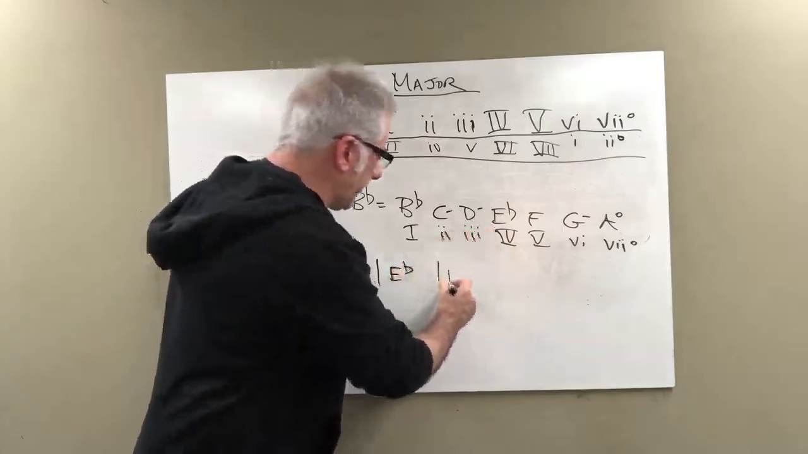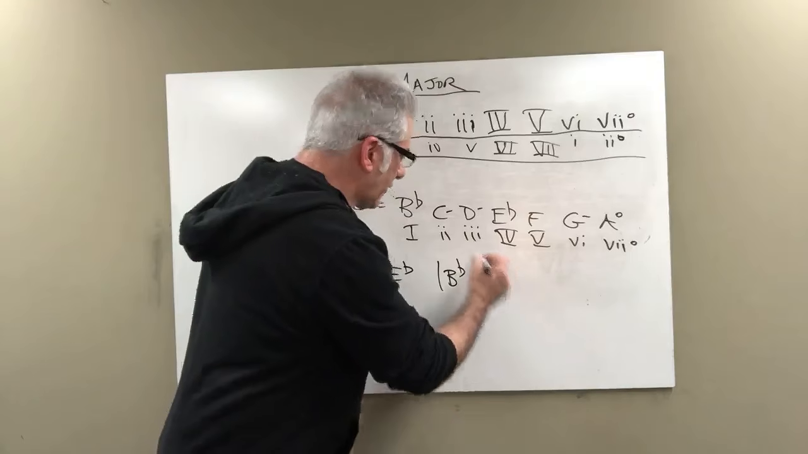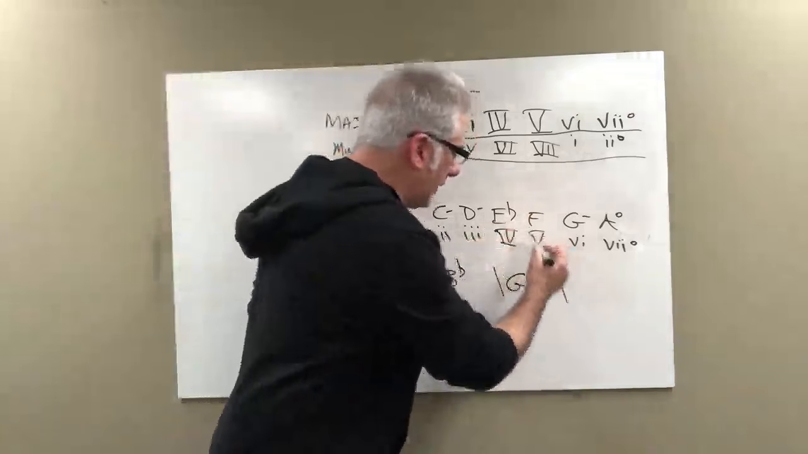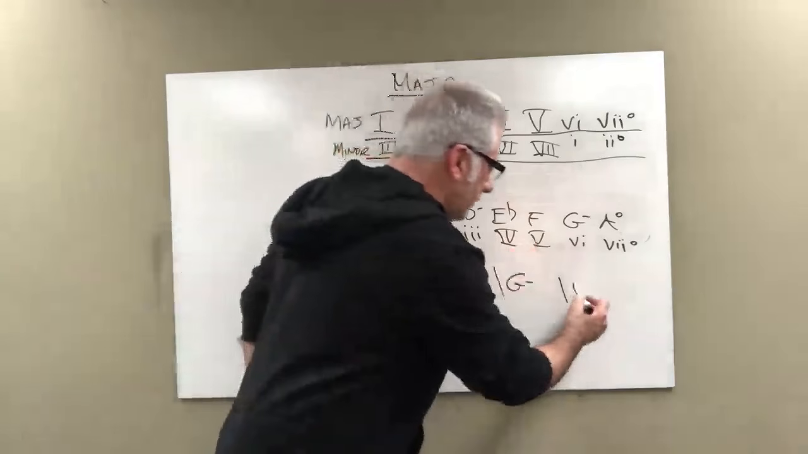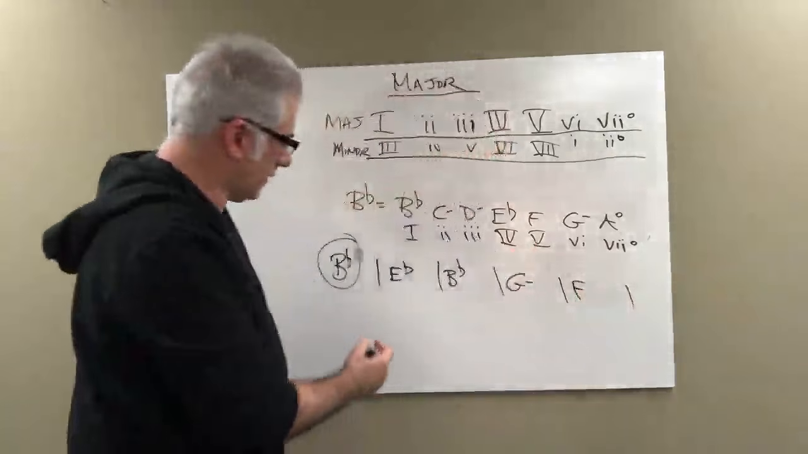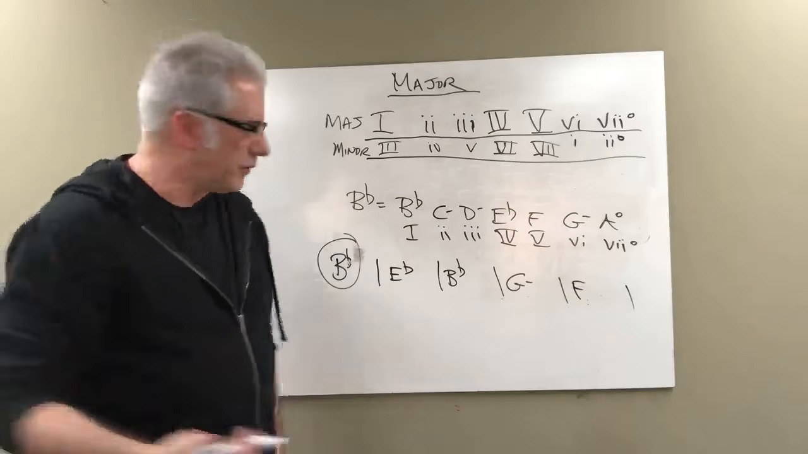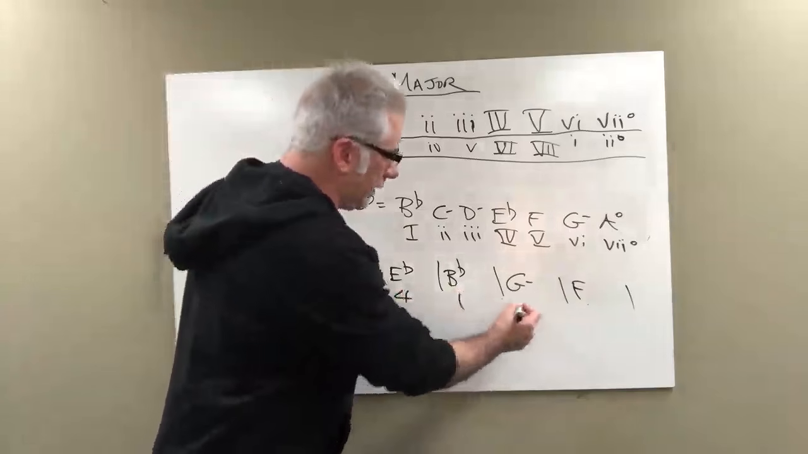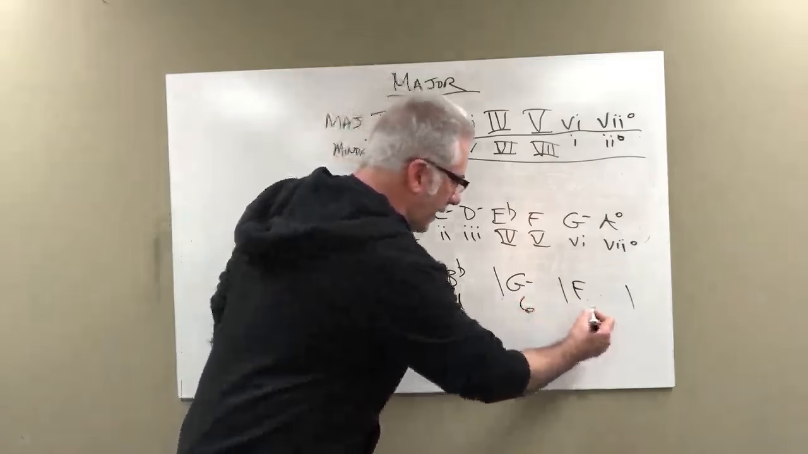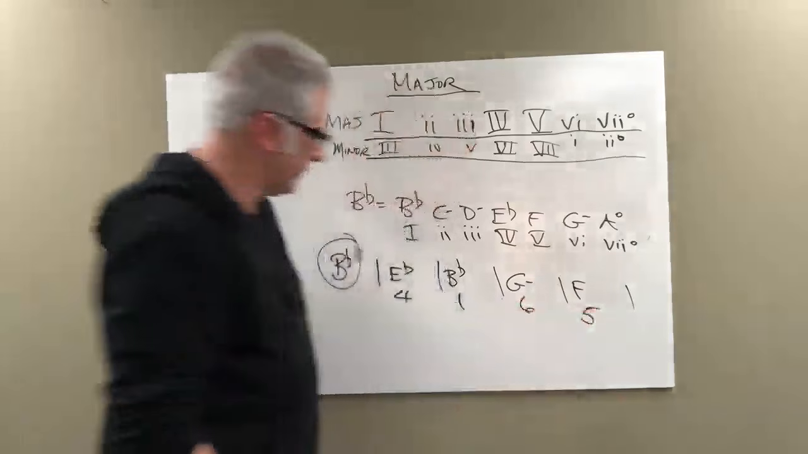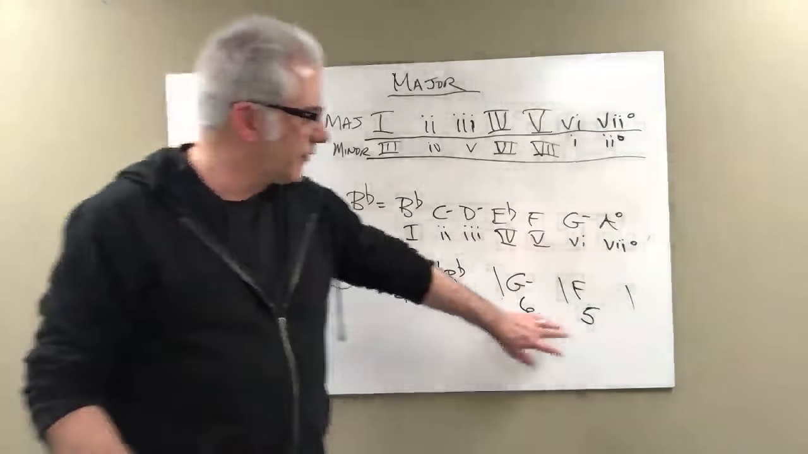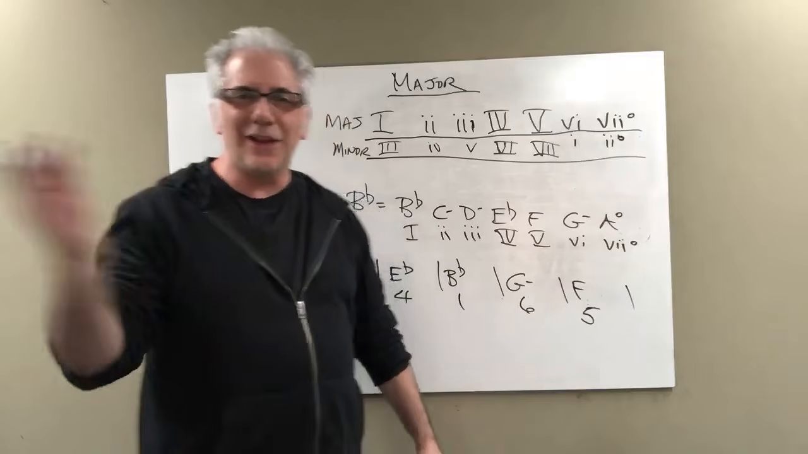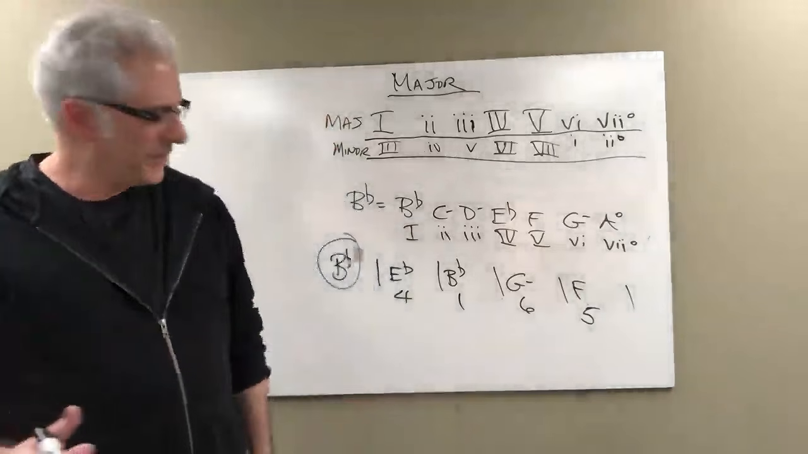The 1 chord is B flat. The 6 chord is G minor. And the 5 chord is F major. So Nashville guys are not going to write this down. They're just going to go 4, 1, 6, 5. You can do that very easily. You don't have to use the Roman numerals. That's the Nashville numbering system right there. That easy. Same thing.